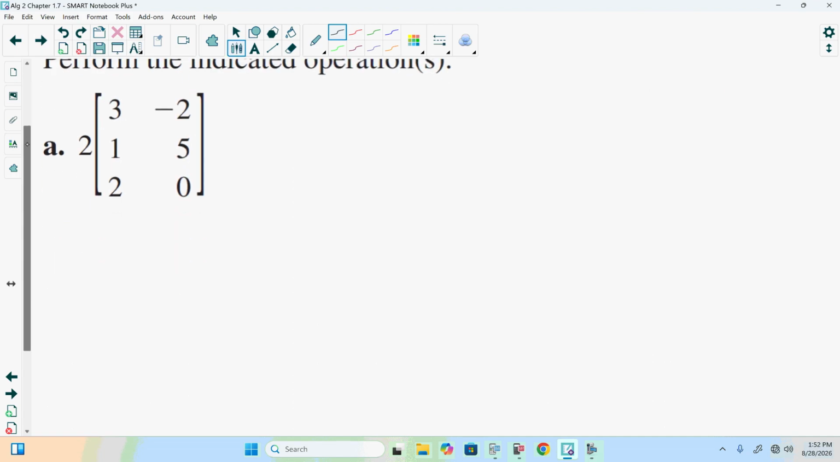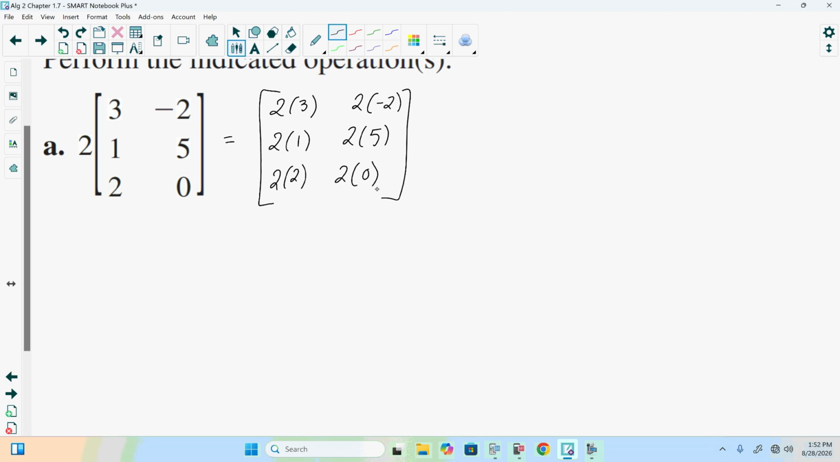So let's see what that actually means. So when we have this one here, we have 2 times the matrix. So what we're going to do is we're going to take every element in this matrix and multiply it by 2. So we would have 2 times 3, 2 times negative 2, 2 times 1, 2 times 5, 2 times 2 and 2 times 0. So when we scale it, we're just multiplying every element, every number in the matrix by that amount.